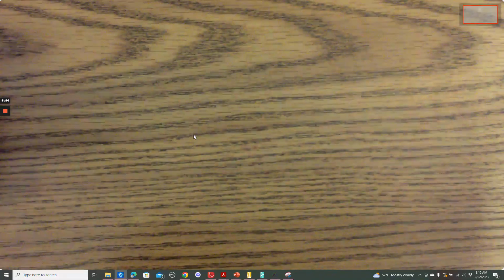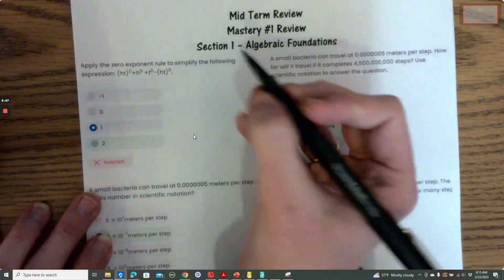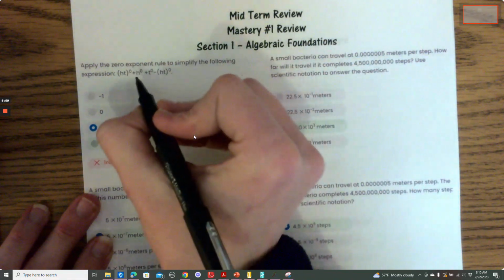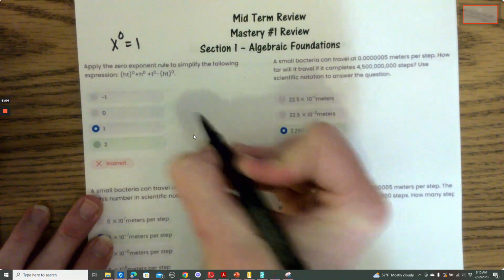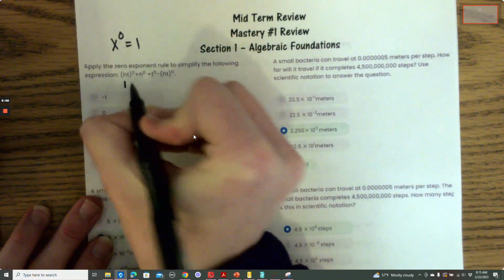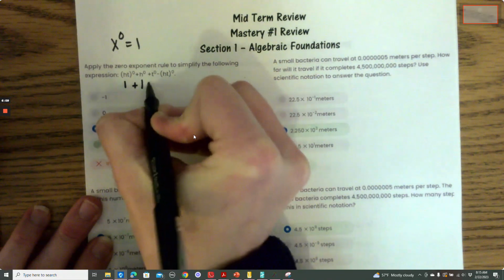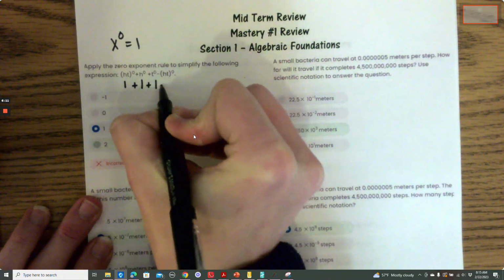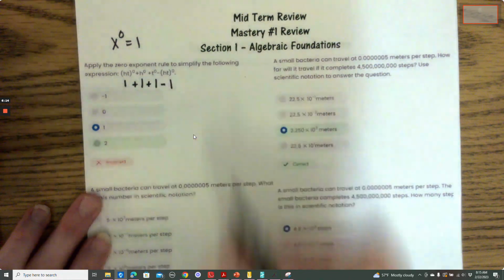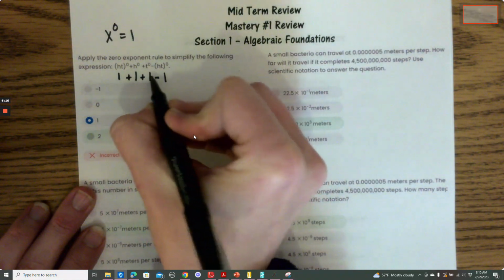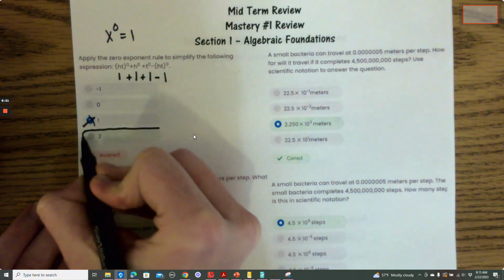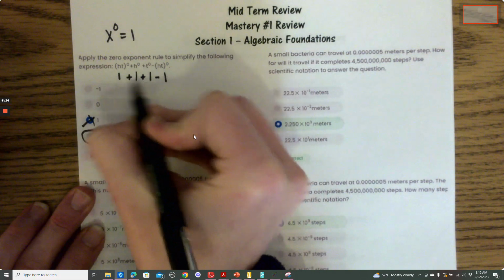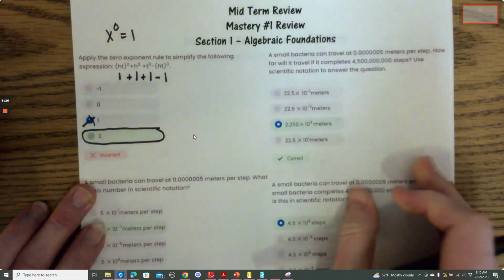All right, next page, exponent rule. So it says use the exponent rule to simplify the following. Anytime anything is raised to the power of 0, it equals 1. So h to the 0 would be 1, t to the 0 would be 1, minus h to the 0 would be 1. So we've got 1 plus 1 plus 1 minus 1, which would be a 2. 1 plus 1 plus 1 is 3, minus 1 gives you a 2.